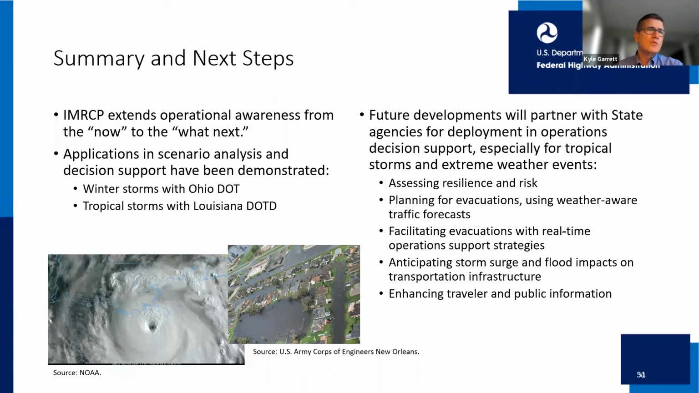And in that case, we'll be looking at things like resiliency and risk, planning for evacuations, real-time support. Storm surge, as we've seen in Ida and Ian, is a huge deal. And we want to take better advantage of the information that's become available there. I think that's all we have.